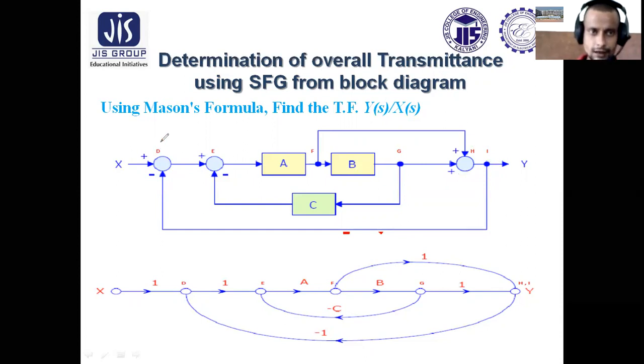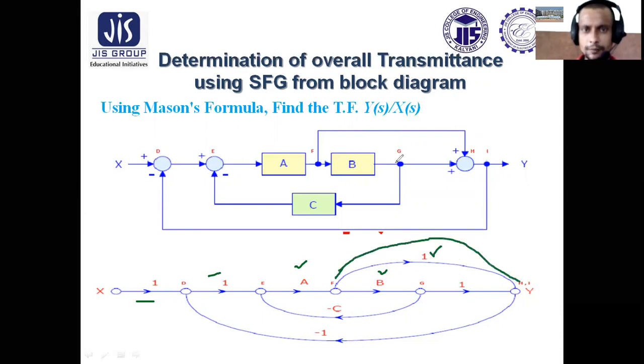Okay. Now between X and D there is 1. Between D and E there is 1. Between E and F there is A. Between F and G there is B. Between F and H there is 1. Between G and H there is 1. Now, these are the forward paths.